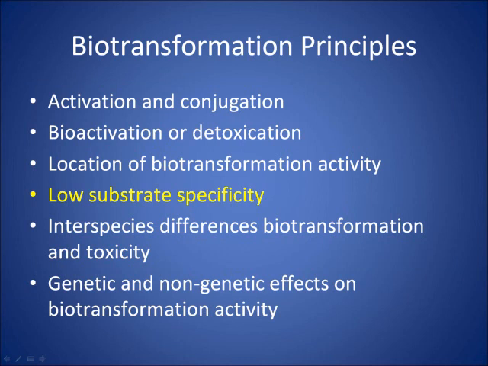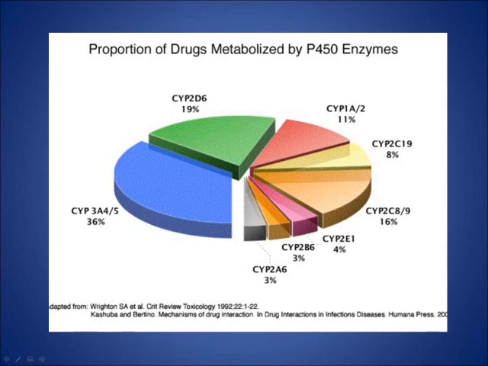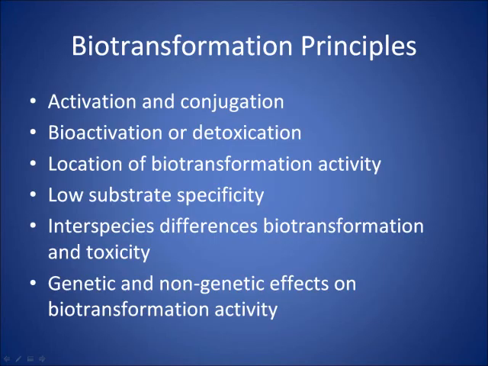The high capacity of Phase 1 and Phase 2 enzymes to metabolize xenobiotics is due to their low substrate specificity. For example, human CYP2D6 and CYP3A4 metabolize a majority of approved oral dose drugs.